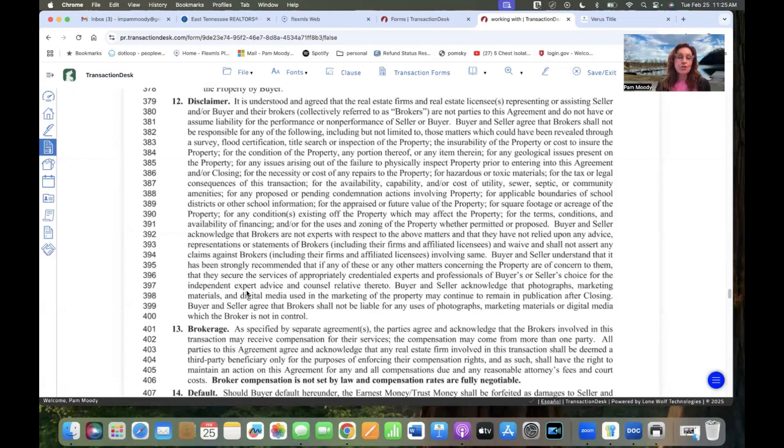for independent expert advice and counsel relative thereto. Buyer and seller acknowledge that photographs, marketing materials, and digital media used in the marketing of the property may continue to remain in publication after closing. Buyer and seller agree that brokers shall not be liable for any uses of photographs, marketing materials, or digital media which the broker is not in control of.